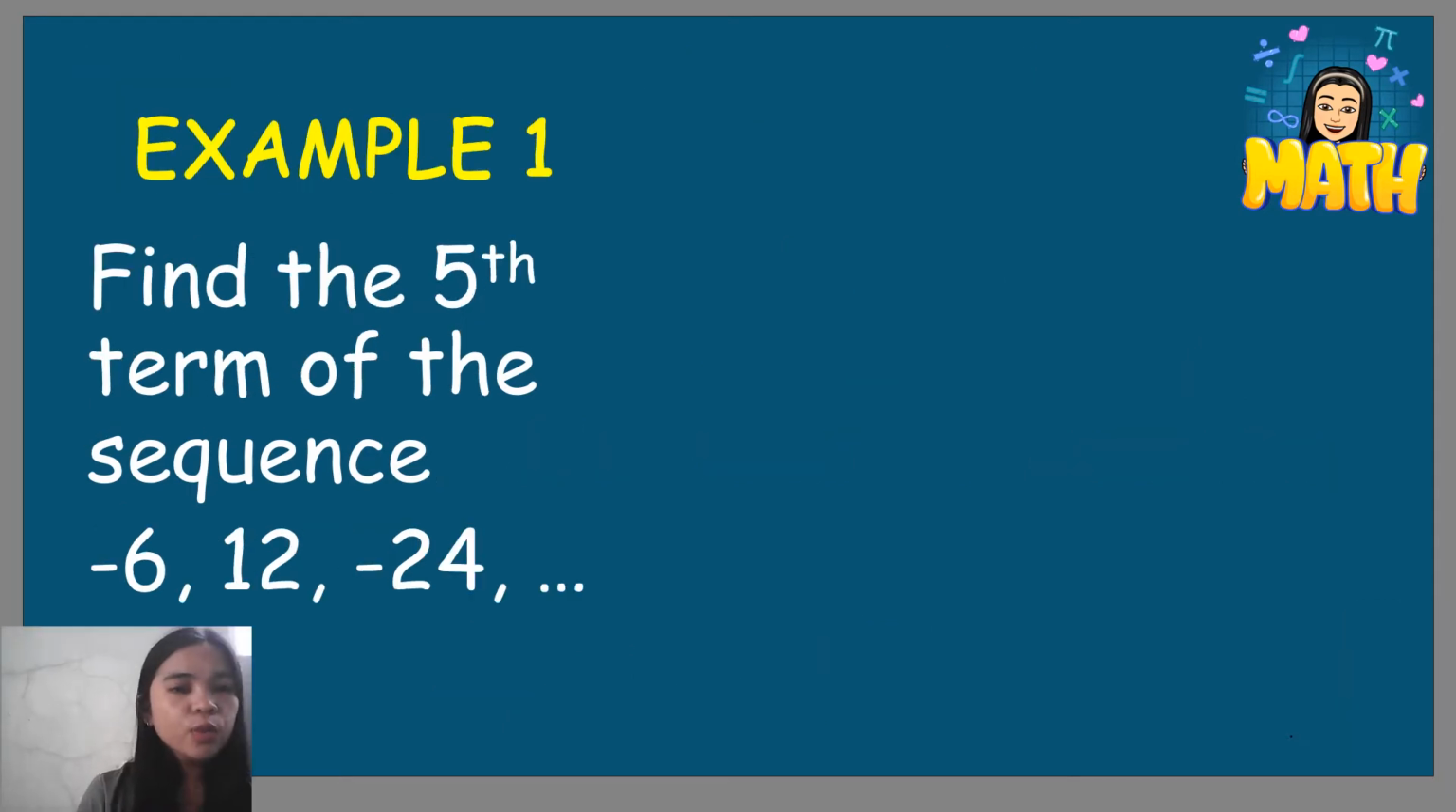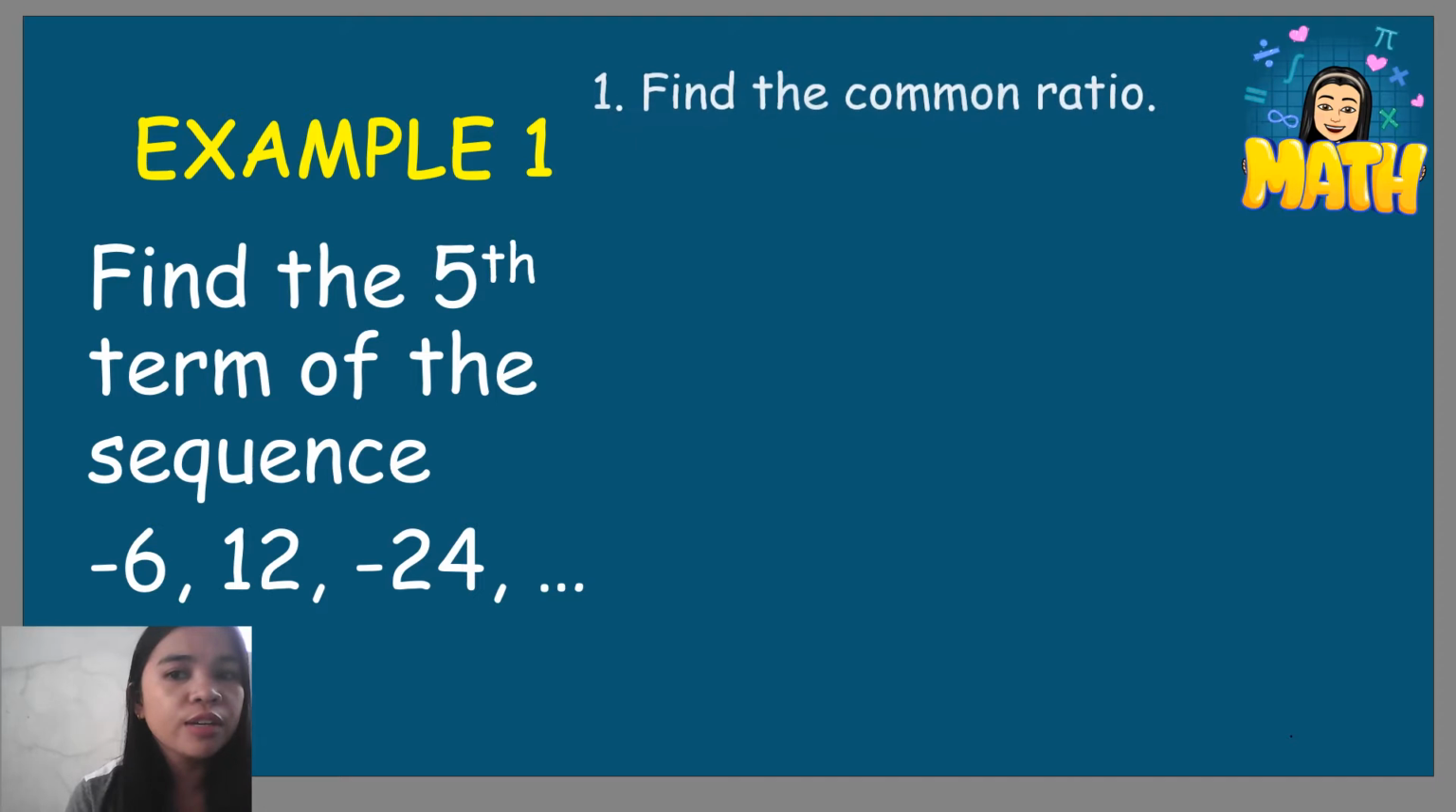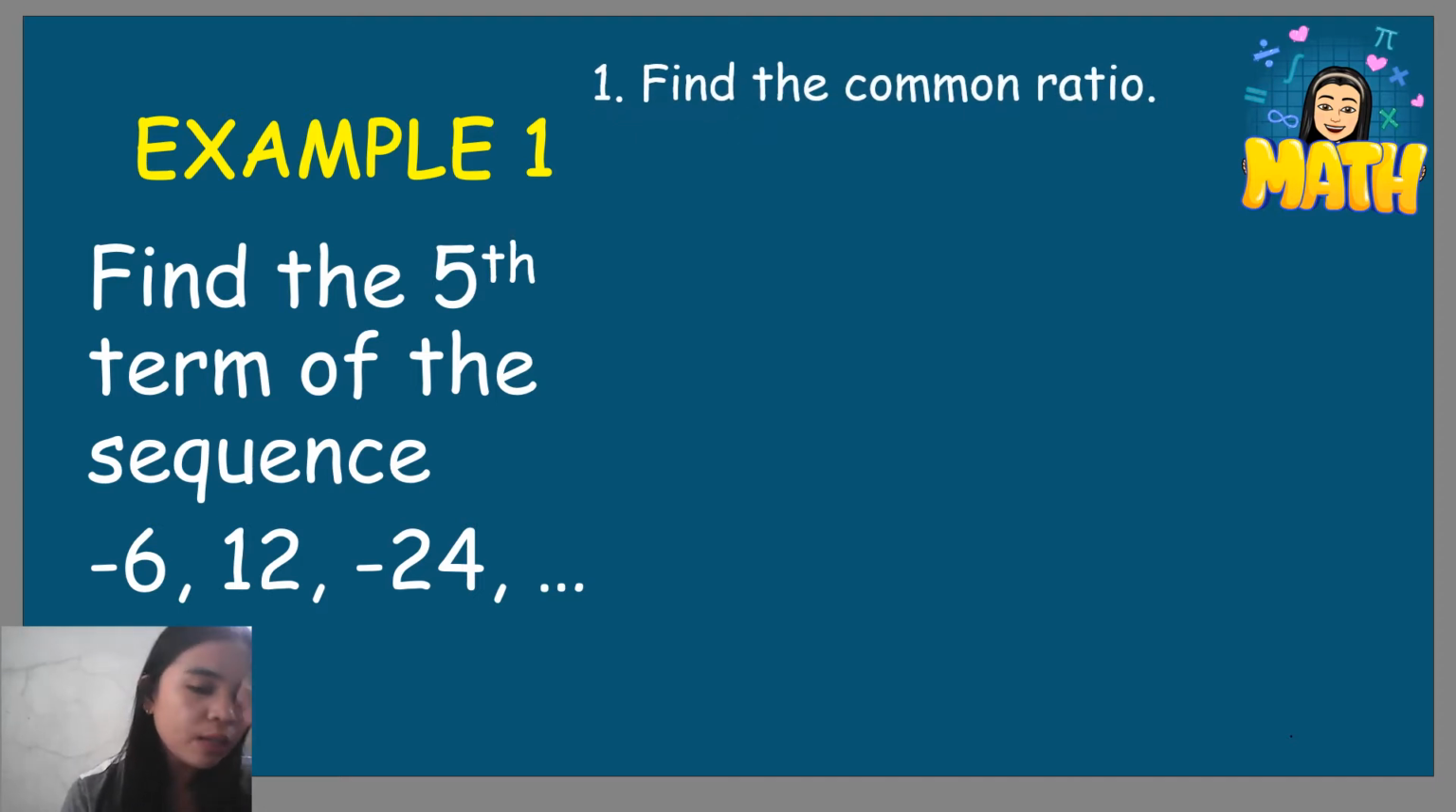Now, for example, if we need to find for the fifth term of the sequence, negative 6, 12, negative 24, so, ang una natin gagawin para makuha natin yung fifth term ng sequence na ito is to find for the common ratio. So, paano nga ba kinukuha yung common ratio? So, you need to divide for the second term, divide yung ating first term. Bawal sila magkapalit. Una lagi yung second term divided by the first term.